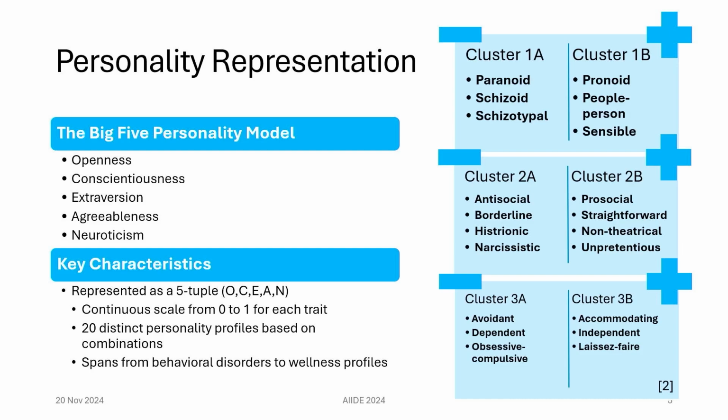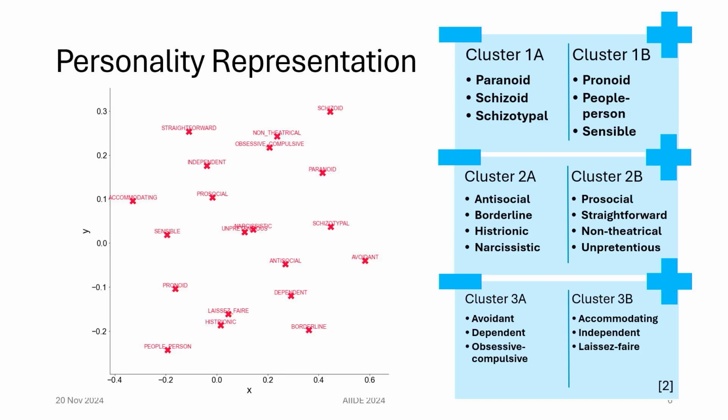So we used different research that was able to cluster these in 6 different ways, but more importantly, into 12 different personality profiles. These span both behavioral disorders and wellness profiles as well. So you have paranoid and paranoid-opposite, schizoid, people person, schizotypal, sensible, and so on. Using something like PCA to take that 5-dimensional space and represent it in a 2-dimensional representation, we get an idea of what this space looks like.